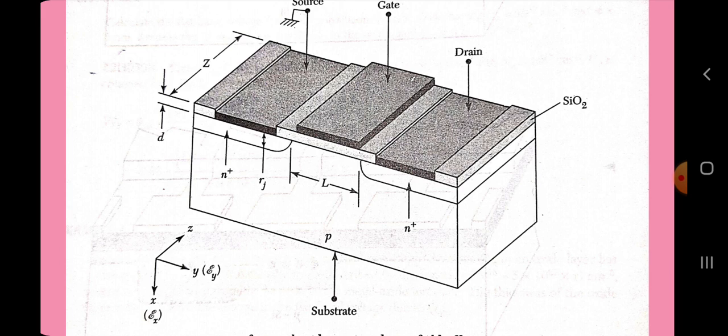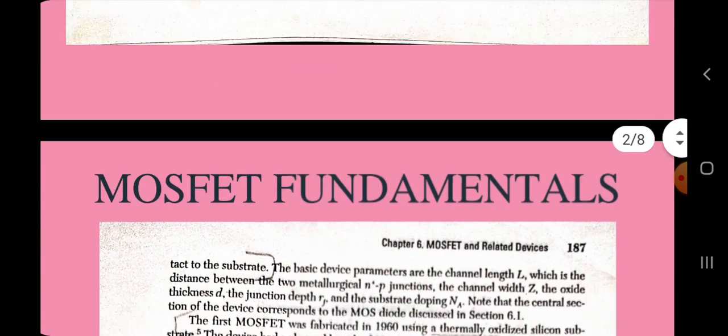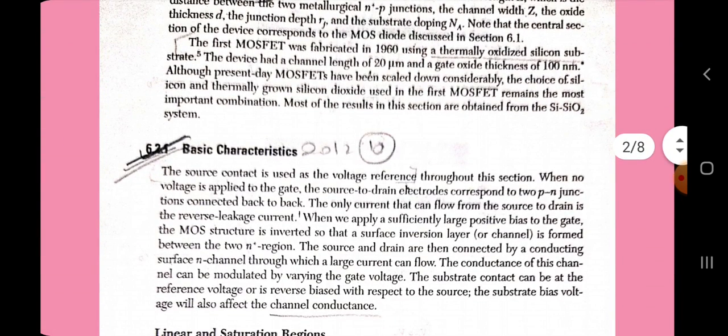The first MOSFET was fabricated in 1960 using a thermally oxidized silicon substrate. The device had a channel length of 20 micrometers and a gate oxide thickness of 100 nanometers. Although present-day MOSFETs have been scaled down considerably, the choice of silicon and thermally grown silicon dioxide used in the first MOSFET remains the most important combination. Most of the results in this section are obtained from the silicon dioxide system. We now discuss the basic characteristics of the MOSFET.